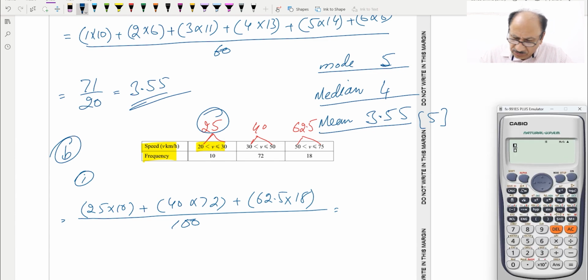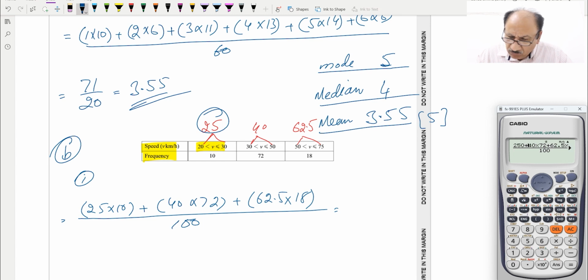This will be 250 plus 40 into 72 plus 62.5 multiplied by 18 and divided by 100, which is giving us 403.10. If I double check everything, first will be 250, not 20, so this zero we missed over here, and it's 85. Once again, I need to double check.